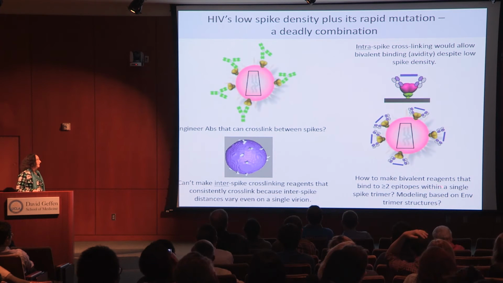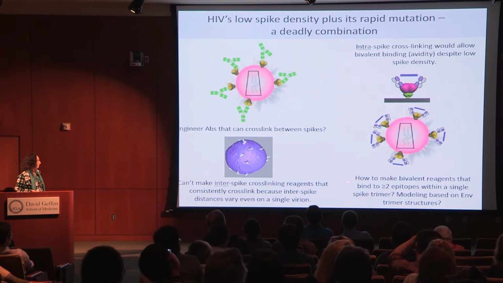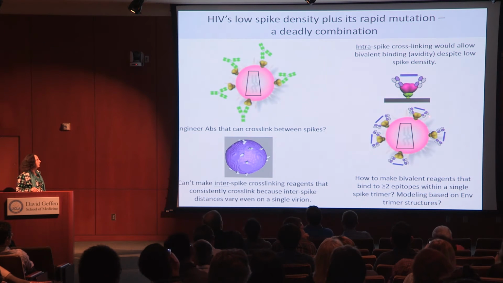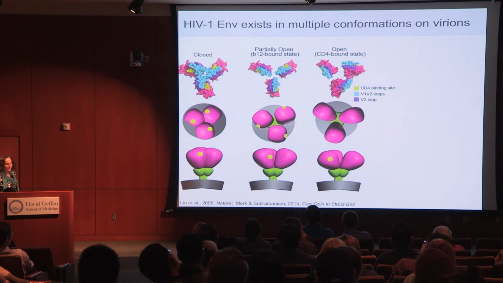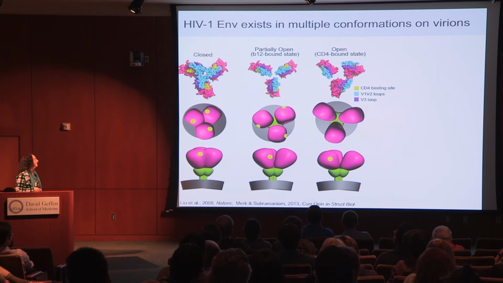So how do you make these bivalent reagents? We want to make them bind to two of the same epitopes on the trimer, or maybe two different epitopes, or maybe actually we want to make things that bind to three epitopes on the trimer. So how do you do this? Well, you could do it based on what you know from the structural biology of envelope trimers, but it's too complicated, I think.